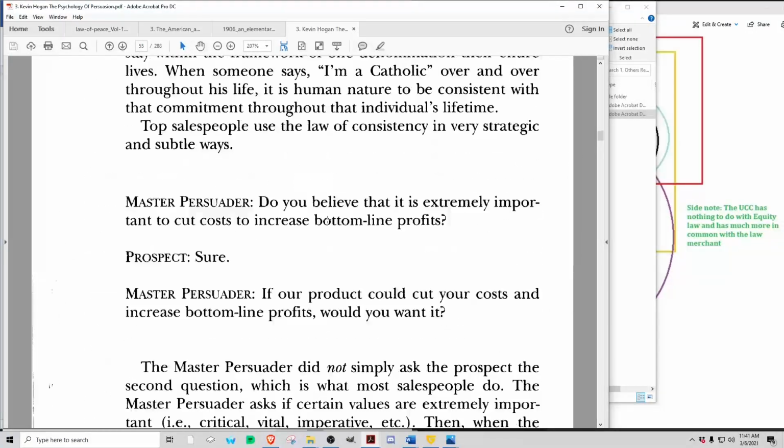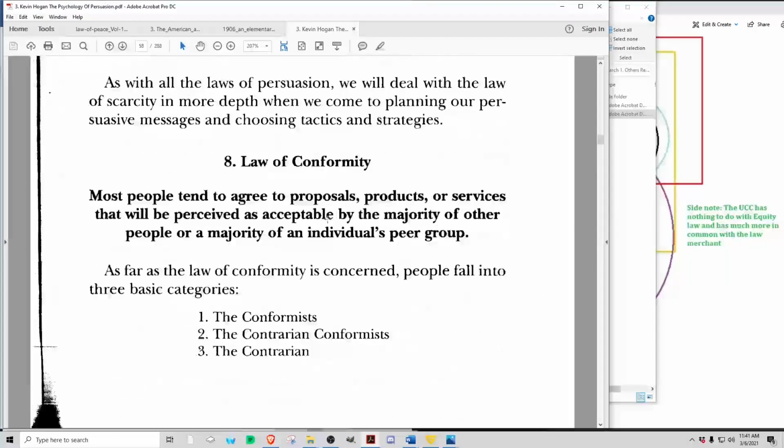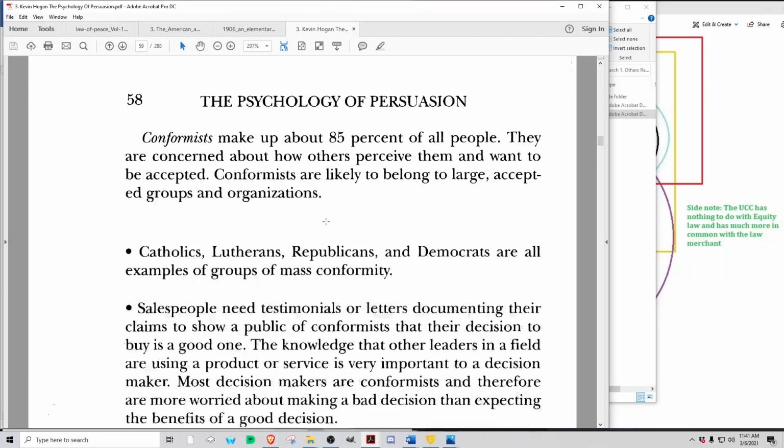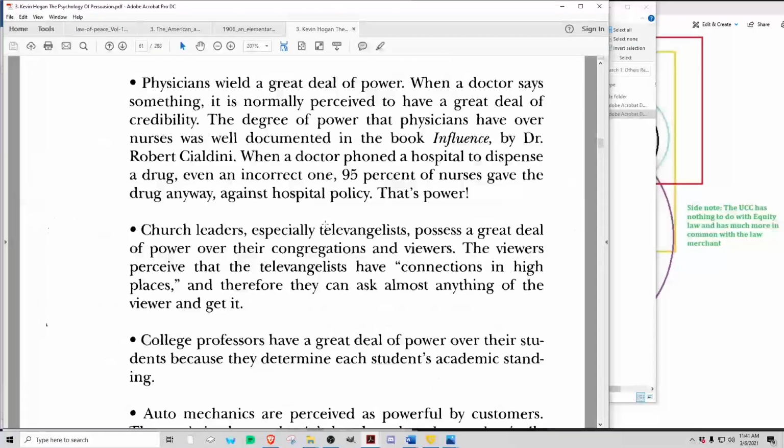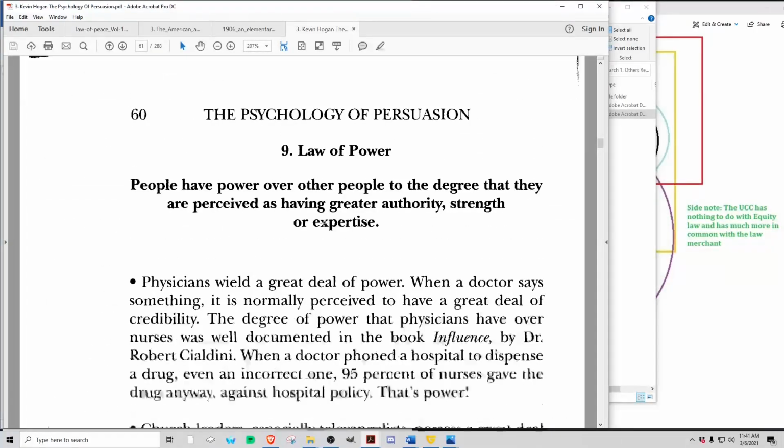Because there's one called the law of power, which is extremely important, which is the one that the judges use all the time against people. And if you know how this works, you can be aware of it at any time. What it comes down to is the fallacy of authority. So the law of power: people have power over other people to the degree that they are perceived as having greater authority, strength, or experience.